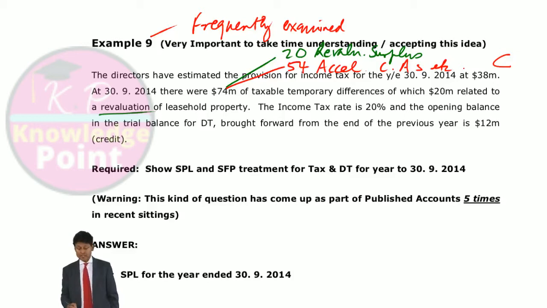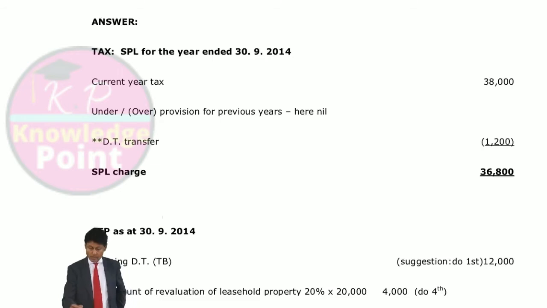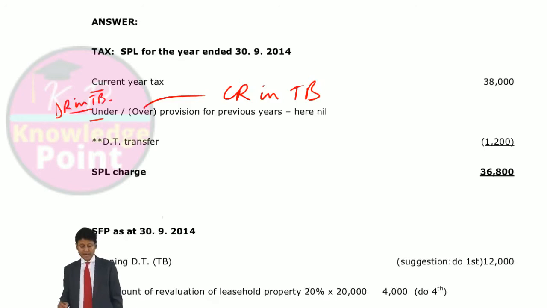So how do we put this together? You have the C. In this particular case, there's no under or over provision. Over usually is a credit in the trial balance, whereas under is a debit in the trial balance. So that might be your only way of telling whether it's an under or over. In this case, of course, there's nothing. But that was last time's lecture, two times ago.